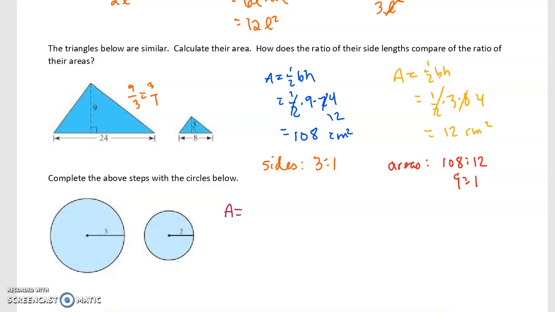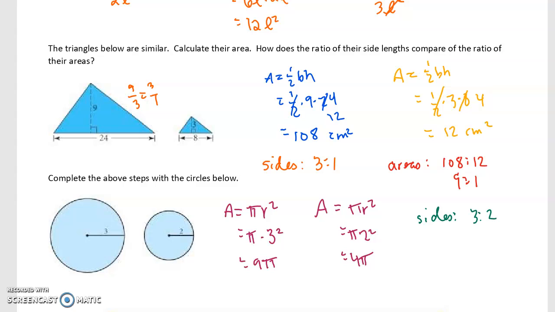Looking at our circles over here, circle 1 has an area of pi r squared, which is 9 pi. Circle 2 has an area also of pi r squared, but this time the radius is 2. So the sides have a ratio of 3:2. This radius is 3, this radius is 2. There's no way to simplify that. And the areas have a ratio of 9 pi to 4 pi, the pi's will simplify out. So that's just a ratio of 9 to 4.